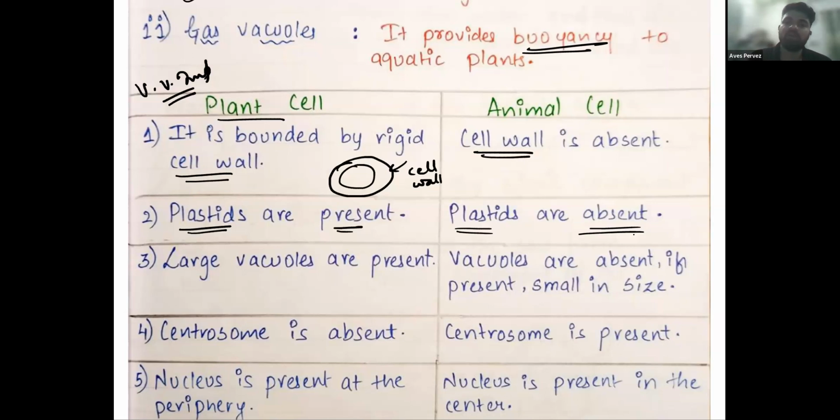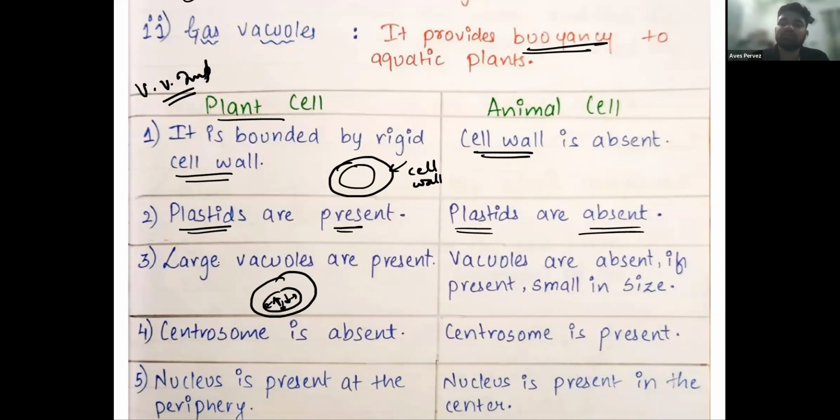Now moving to the next one: large vacuoles are present. Why do they have large vacuoles? Because greater turgidity is required for the plant cell, because plant cells are very rigid, so their structure should be rigid. They don't have muscles like we have, which are easily compressible. We can compress our fingers like this, but plants are hard because their cells are rigid. So plant cells have larger vacuoles because they need turgidity.